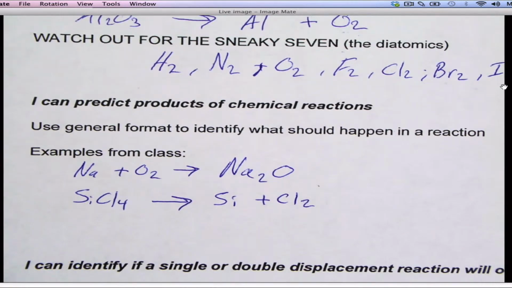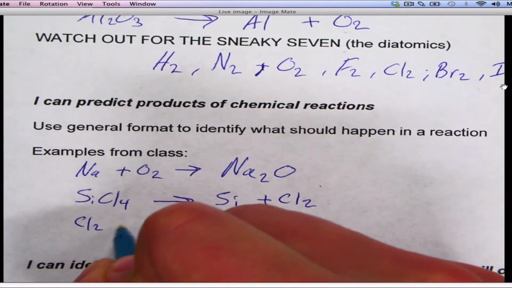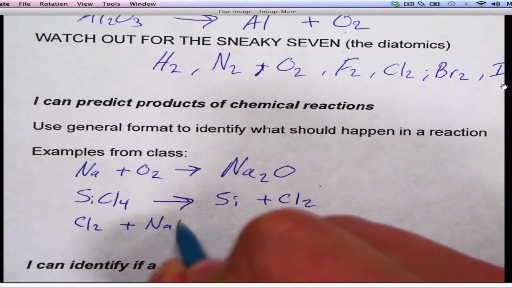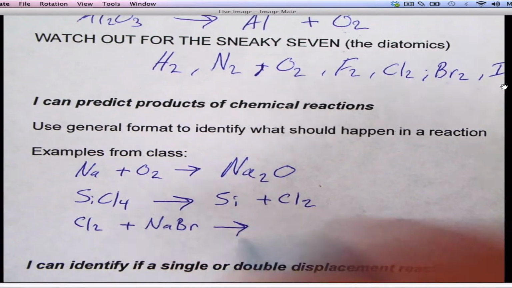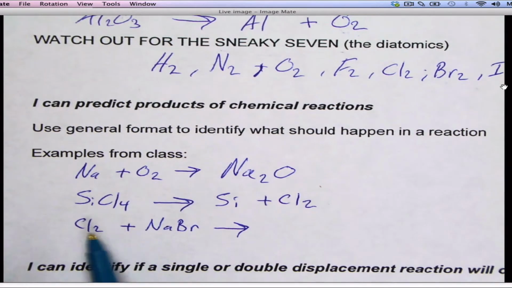Let's try another one. Let's try one that we haven't tried here. Let's go with this one. Cl2 reacts with NaBr. Well, what does it make? Well, right away you should go, I have one element and I have one compound. That's the sign of a single replacement.